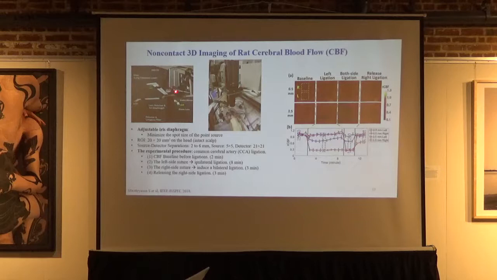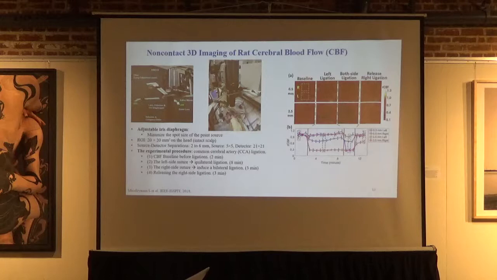So there is a laser source. After that, we have a polarizer. After that, we have the lens system, and after that we add the adjustable diaphragm, so we can change the spot size, and we will be able to get the blood flow in a rat head without opening the scalp or removing the skull.